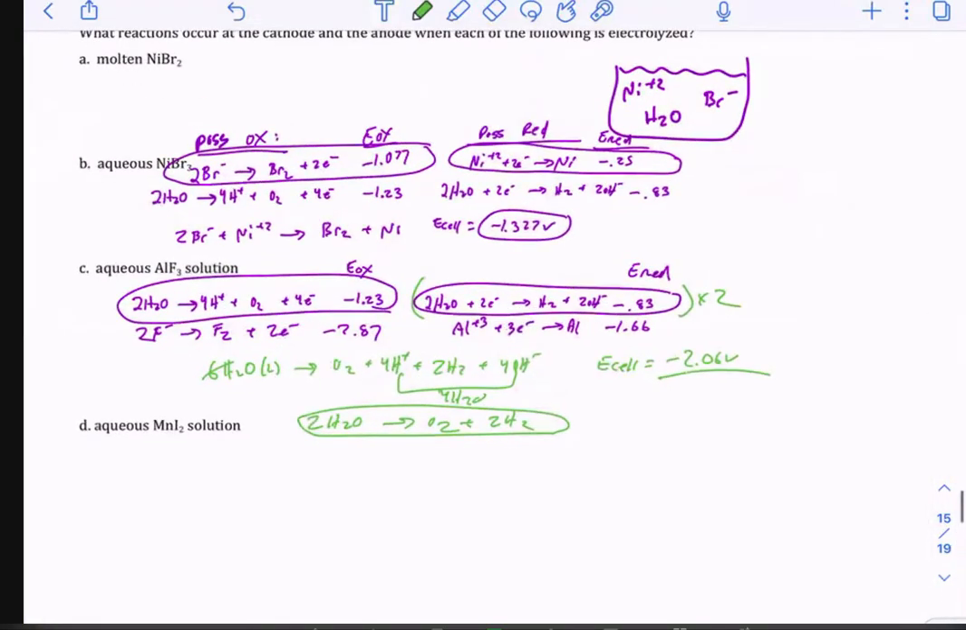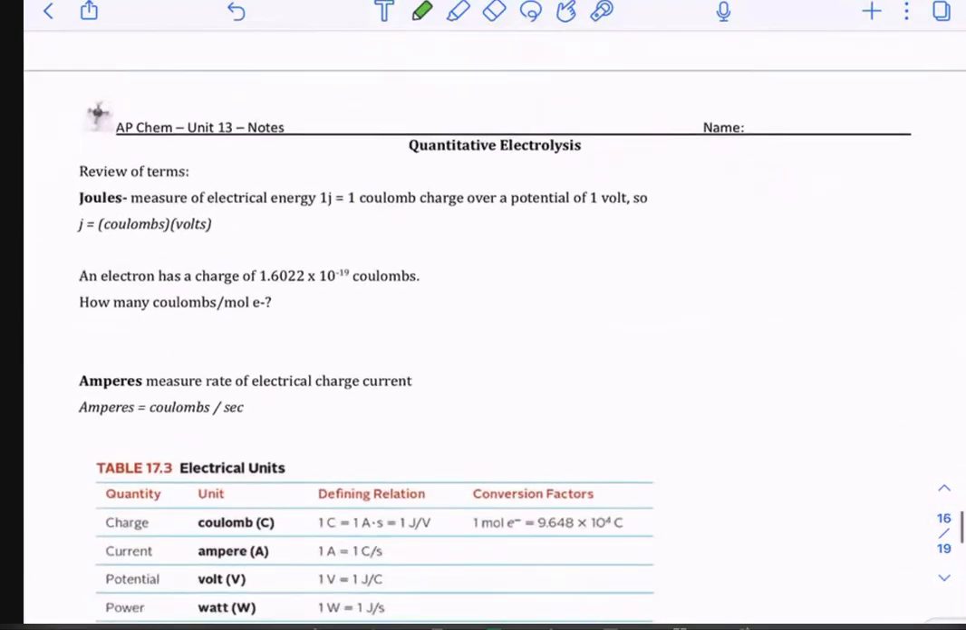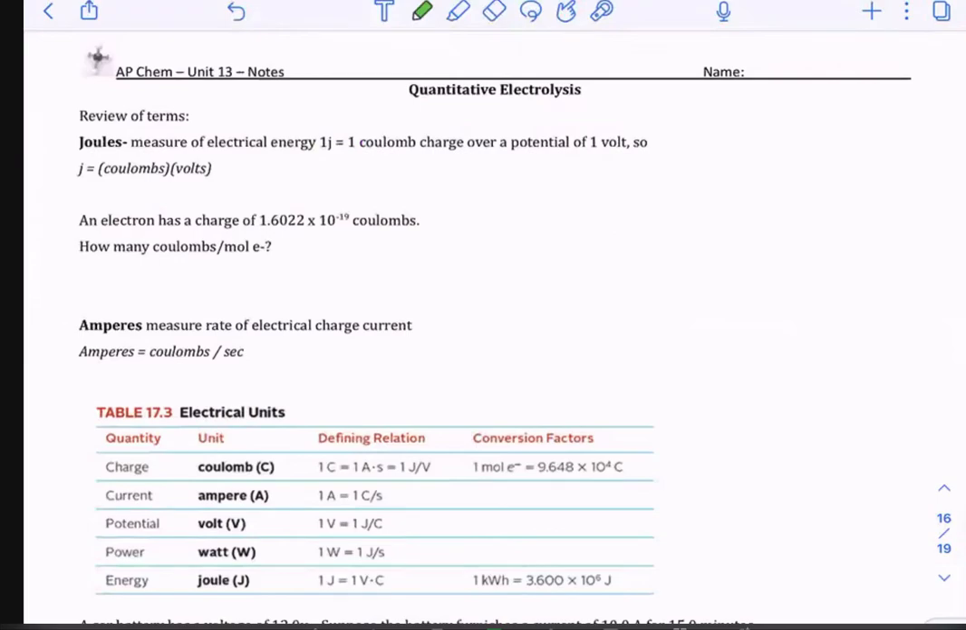So, let's talk about some physics terms and some calculations.